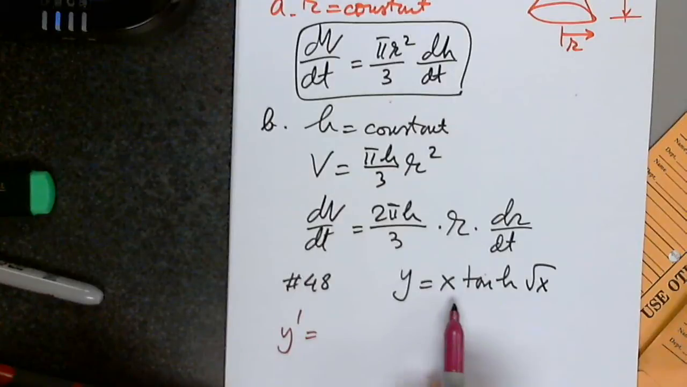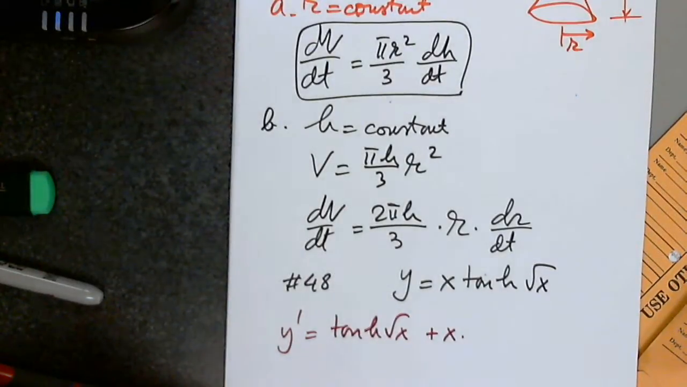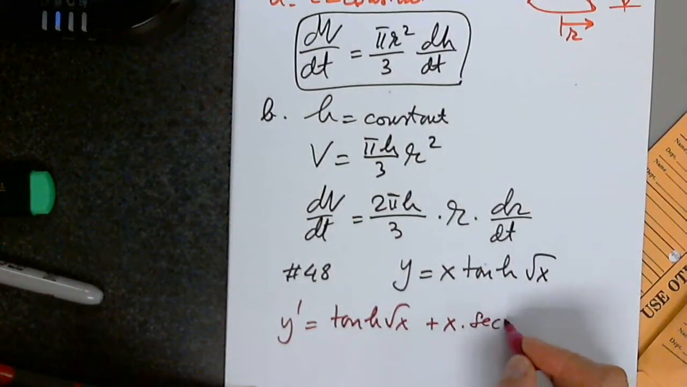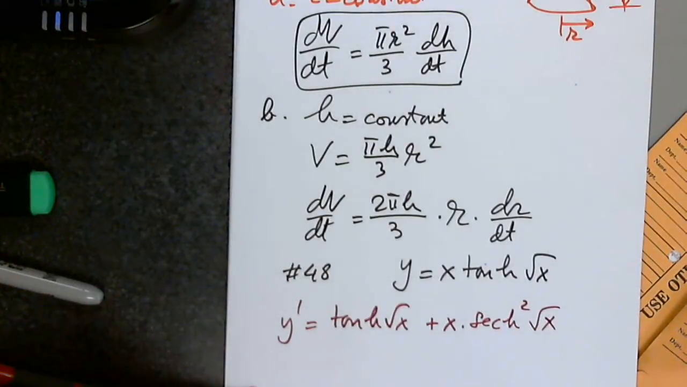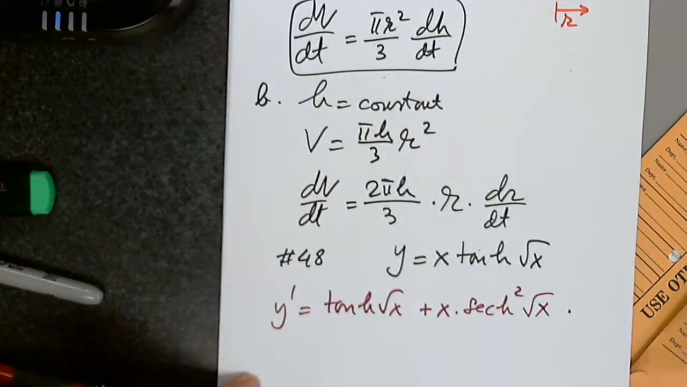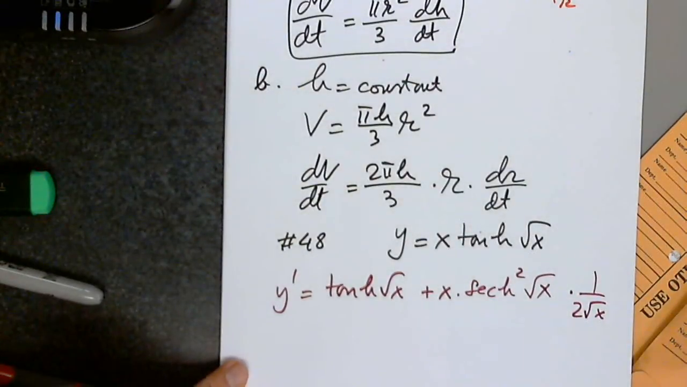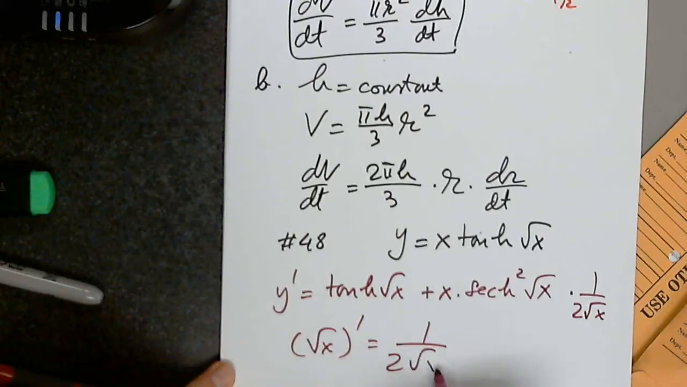First function prime is 1 times the second function, hyperbolic tangent, plus x times hyperbolic tangent prime, which is hyperbolic secant squared, times the inner function prime. So what is the square root of x prime? 1 over 2 square root of x. And you don't have to do anything else. So please remember the square root of x prime is 1 over 2 square root of x.